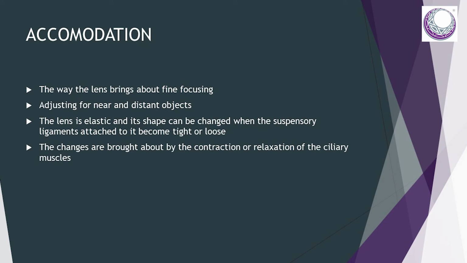When one is looking at a distant object, the suspensory ligaments tighten. When one is looking at a near object, the suspensory ligaments slacken, and this is going to help focus on the retina. So it depends on whether one is focusing on a near object or a distant object.